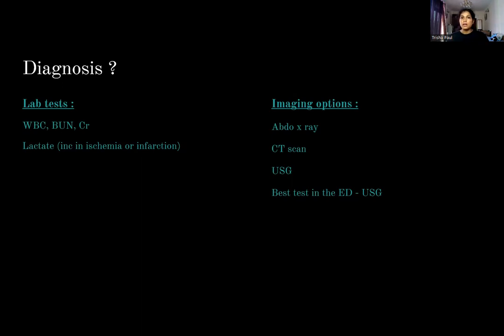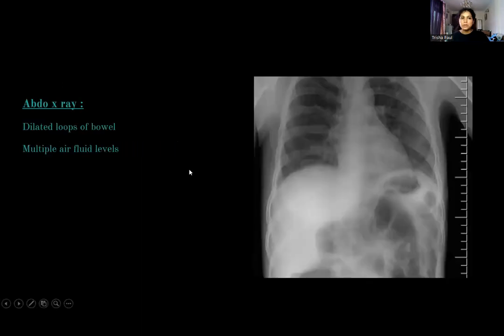Like ischemia, infarction, and it can also help you find out the transition point, or where the obstruction begins. But ultrasound is, all in all, the best that you can use in the emergency department. So what are you going to see in the abdominal X-ray? You'll see dilated bowel loops and multiple air fluid levels.